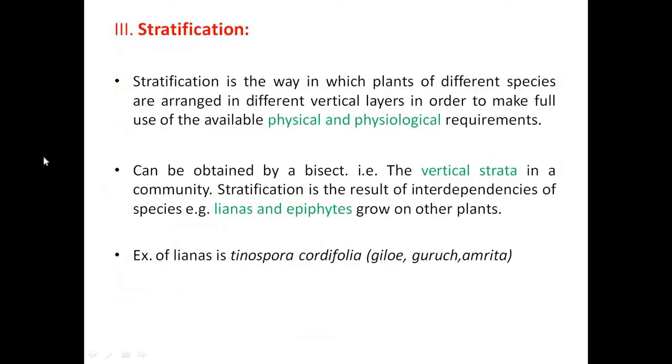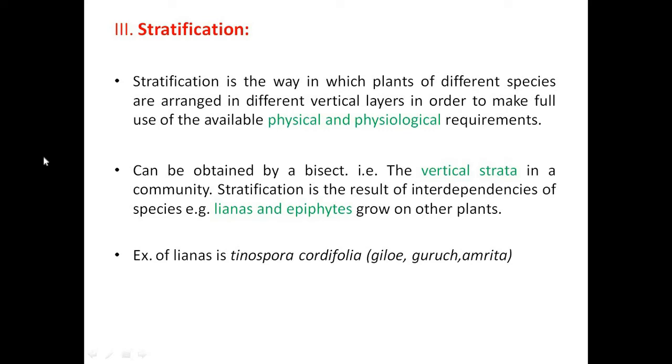So the third one is stratification. Stratification is the way in which plants of different species are arranged in different vertical layers in order to make full use of the available physical and physiological requirements like sunlight, etc. And it can be obtained by a bisect of the vertical strata in a community. Stratification is the result of interdependencies of species like lianas and epiphytes that grow on other plants.